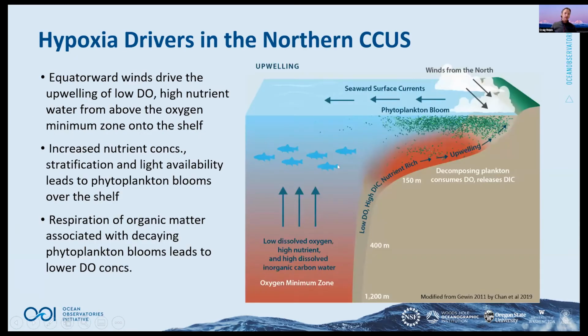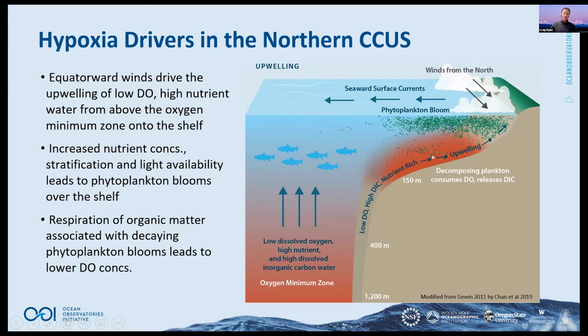So just like I said, I want to show off a hypoxic event that occurred in August of this year. In the Northern California Current upwelling system, we do see seasonal hypoxia. Basically what happens is that we have these equatorward winds in the summertime, and this drives the upwelling of low dissolved oxygen water from just above this region here at about 150, 200 meters. So it's low DO, nutrient-rich water that comes up onto the shelf.